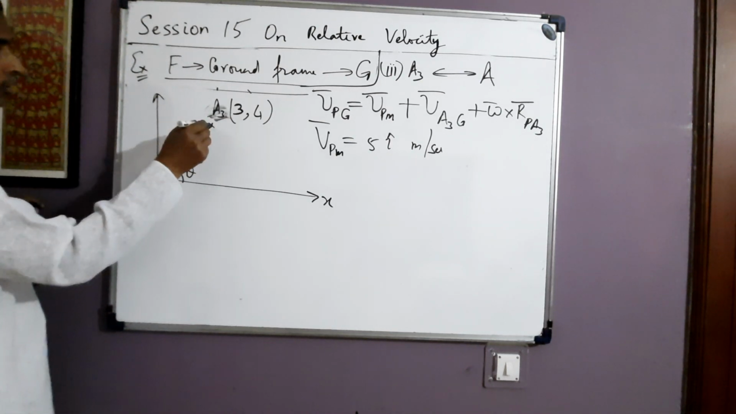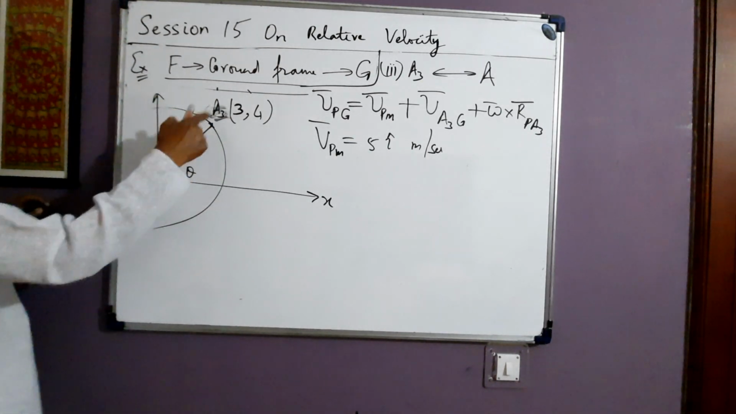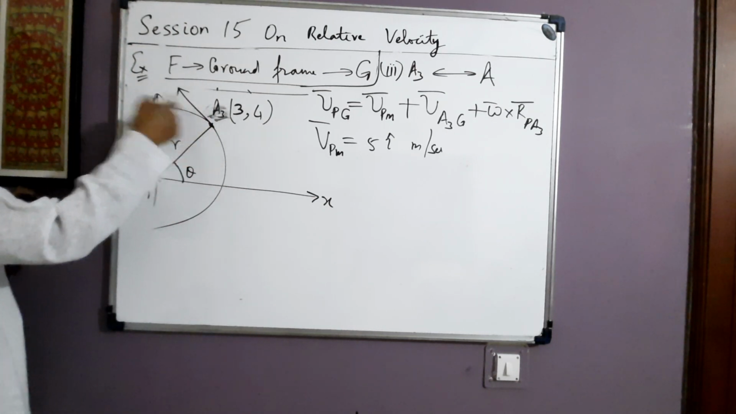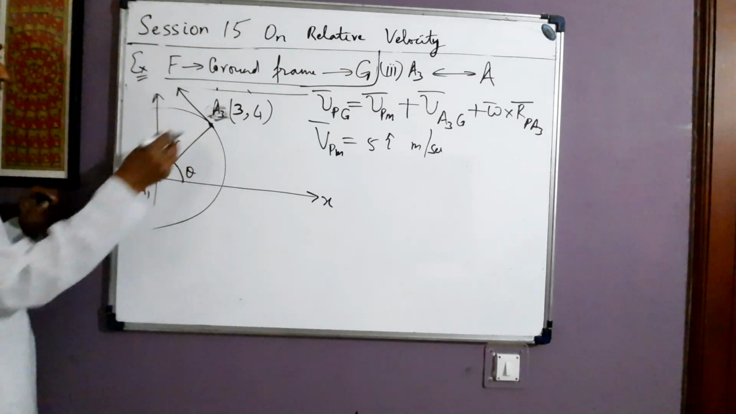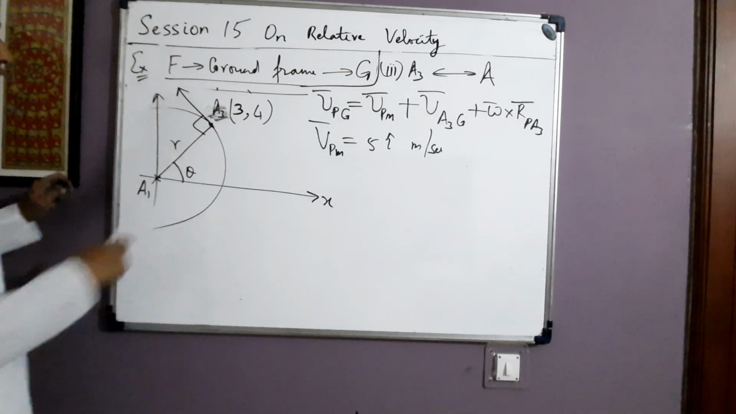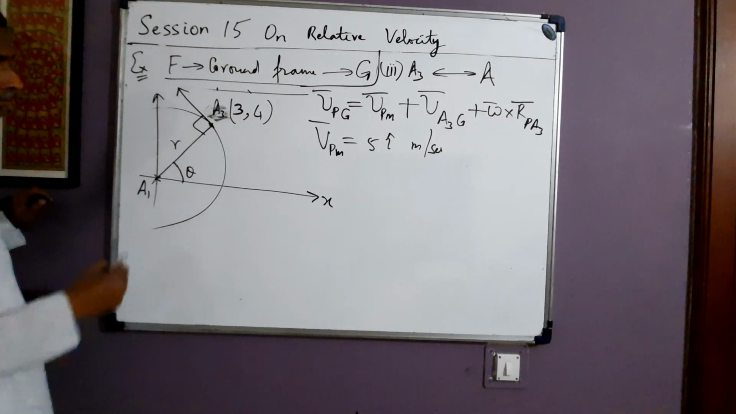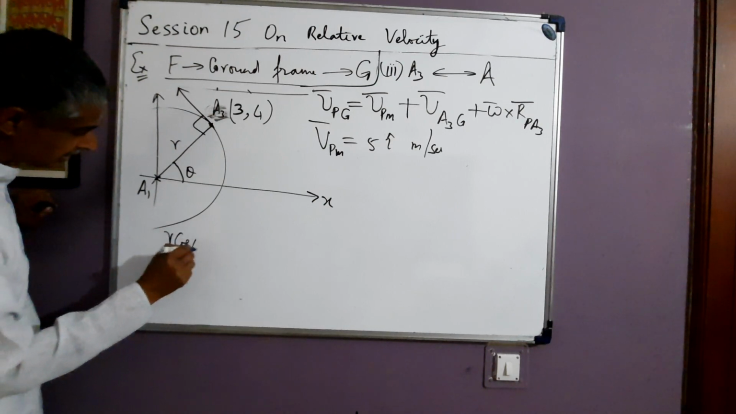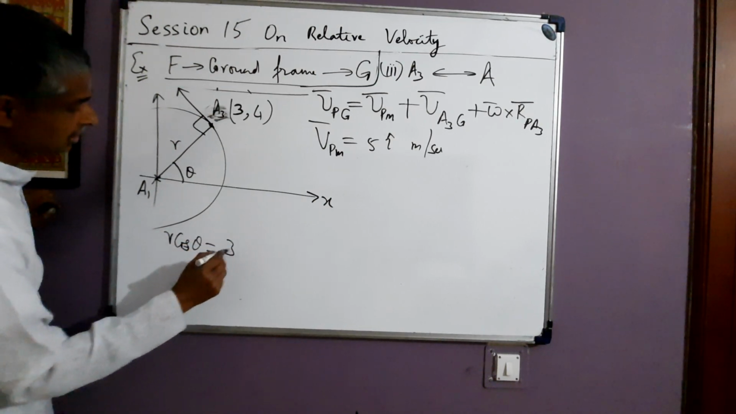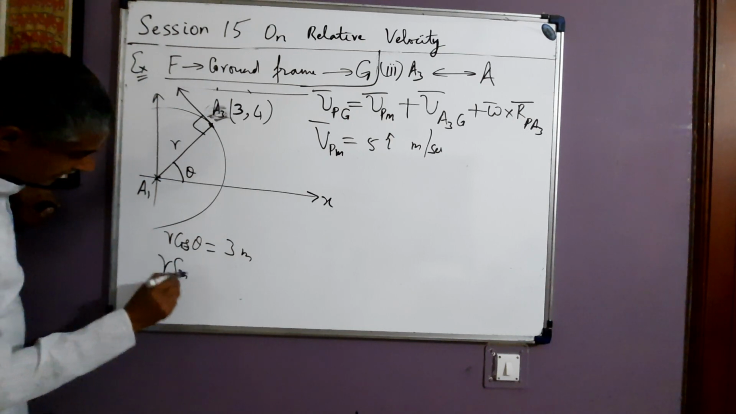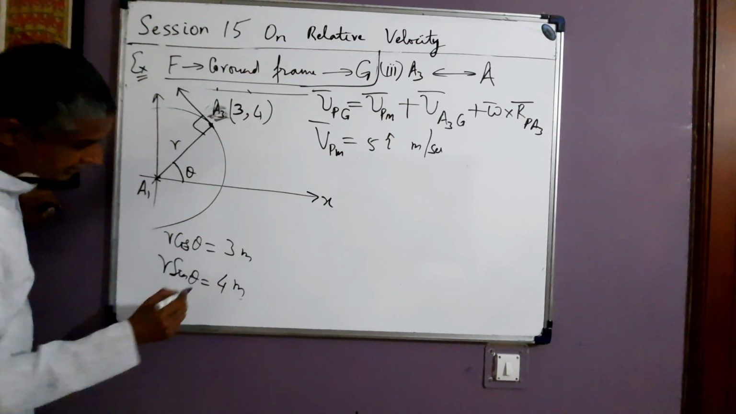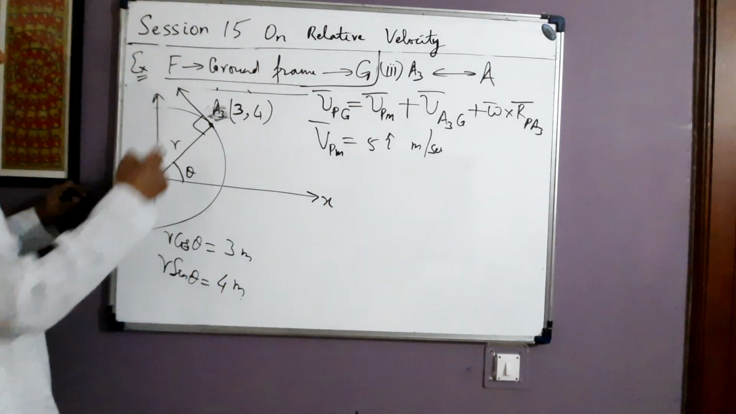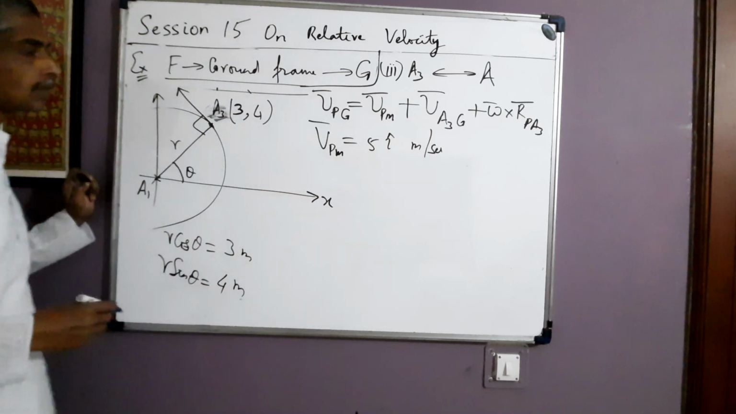Omega is anti-clockwise. So if you draw the circle of the circular motion of A3, it's like this. The velocity of A3 will be tangent to the circle, at right angles to this radius. From coordinate geometry, R cos theta is equal to 3 meter, and R sin theta is equal to 4 meter. So we write down the expression for this VA3G.